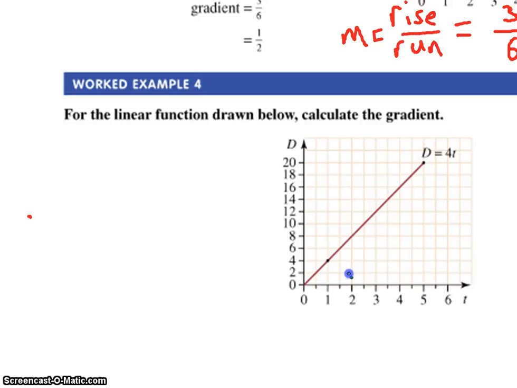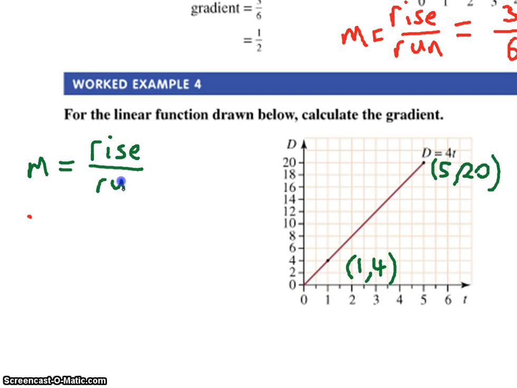Okay, right next to it, what's the point there? (1, 4). Excellent. What's the other one? (5, 20). Awesome. Okay, so you now have your 2 points. So you want to do your rise over your run. So M equals rise over run, which equals, what's your rise?